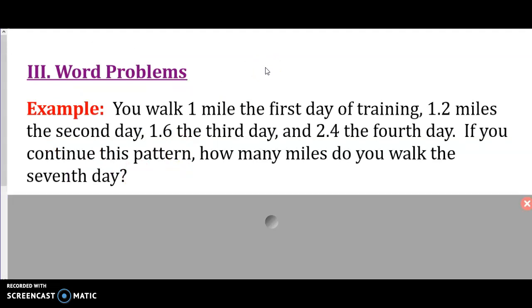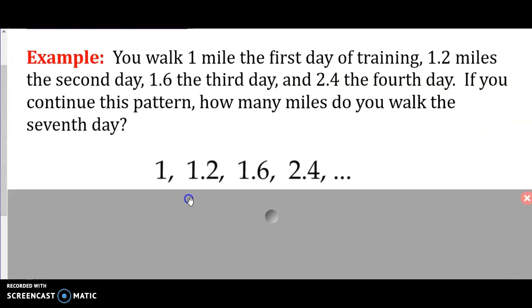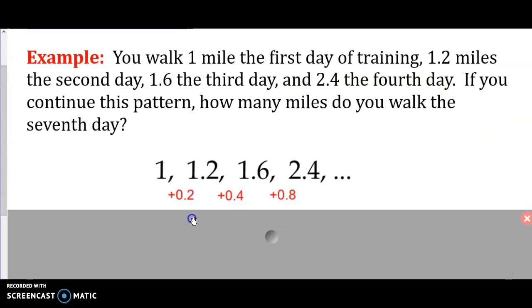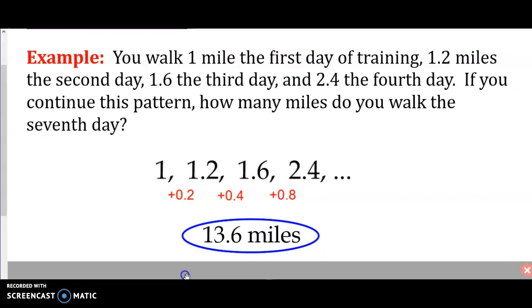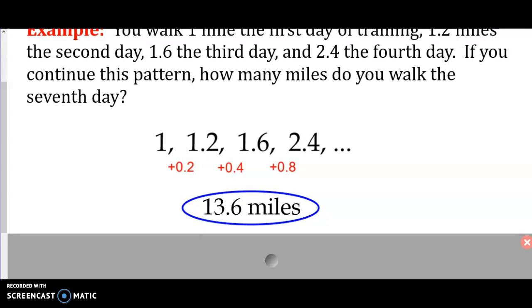Last thing I need to do is talk about doing some word problems. So it says, you walk 1 mile the first day, 1.2 miles the second day, 1.6 miles the third day, etc., etc. How many miles do you walk on the 7th day? Okay, so we're going to look and say, there's my pattern. I'm going up by 0.2, 0.4, 0.8. Well, how do we go about finding this? Give it a second, look at it.